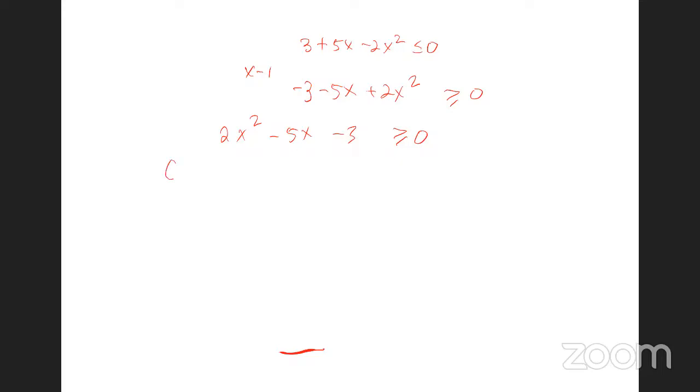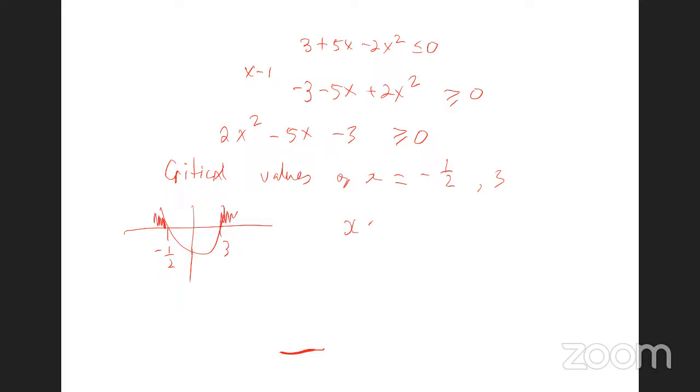And find the critical values. So you're just going to solve that. Critical values are what? Minus a half and 3. Do a quick little sketch. And where do we want? More than 0, more than or equal to, so that's right here. So x is less than or equal to negative a half, together with x is more than or equal to 3.